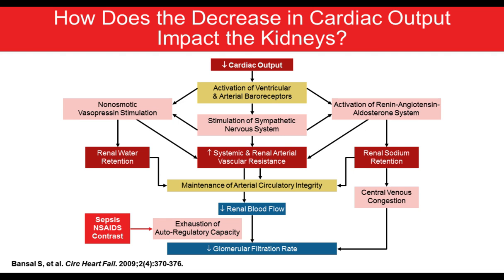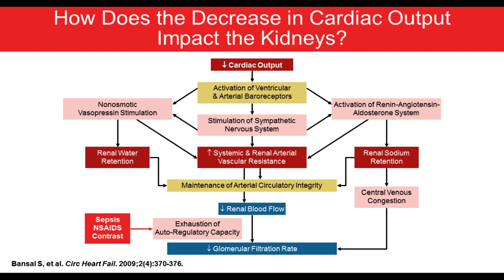However, if the cardiac output is really bad and you keep on having these compensatory mechanisms stimulated, renal blood flow keeps on going down, and then there is an exhaustion of that autoregulatory capacity, and that leads to a decrease in your kidney function, meaning a decrease in the glomerular filtration rate.